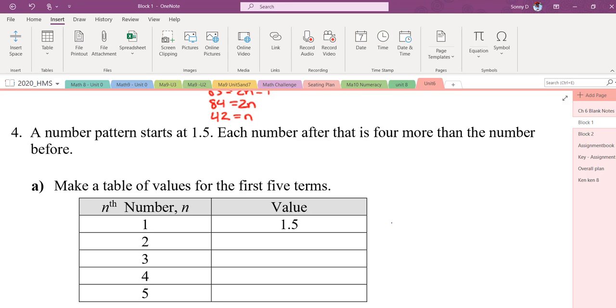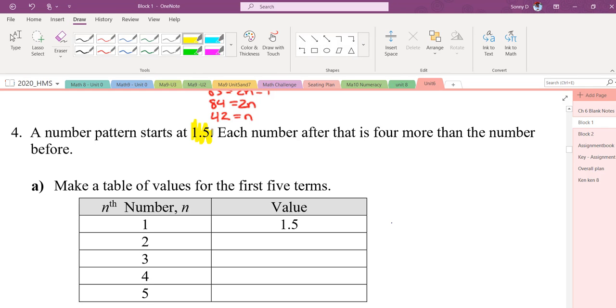So it's often easier to determine a pattern once you have a figure, some pictures to look at. But sometimes it's not given to you in that format. It's given to you in a sentence. So in the next question here, a number pattern starts with 1.5, and each number after that is 4 more than the number before. So if the first number is 1.5, what would the next number be?